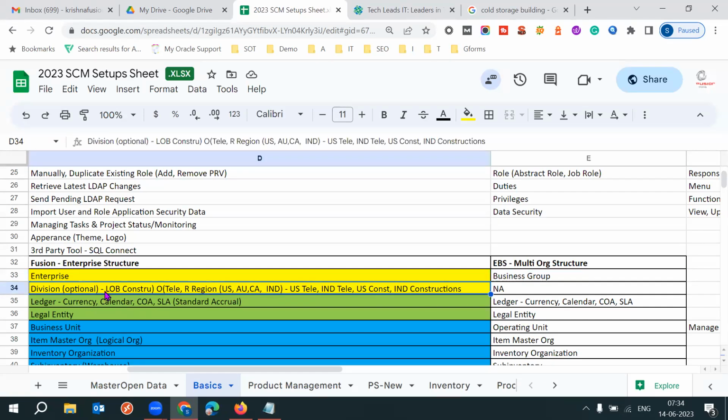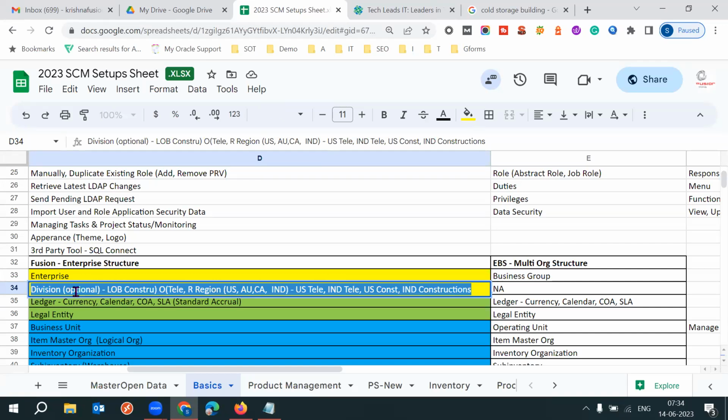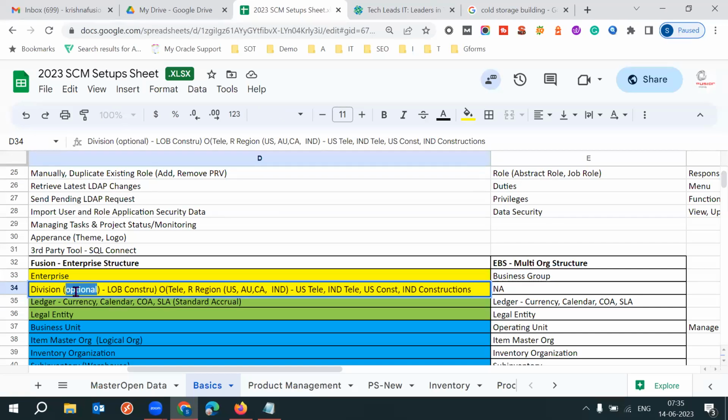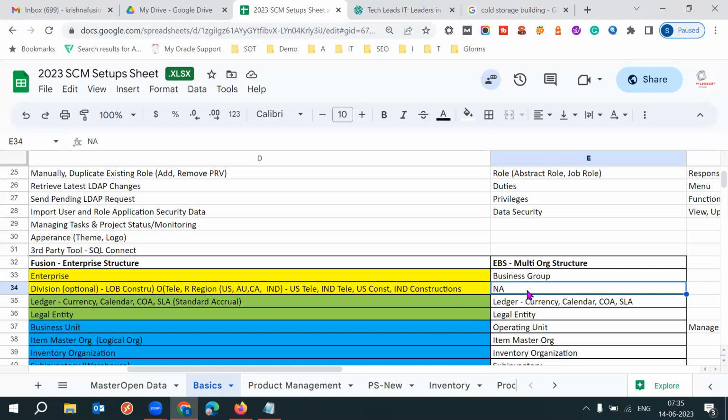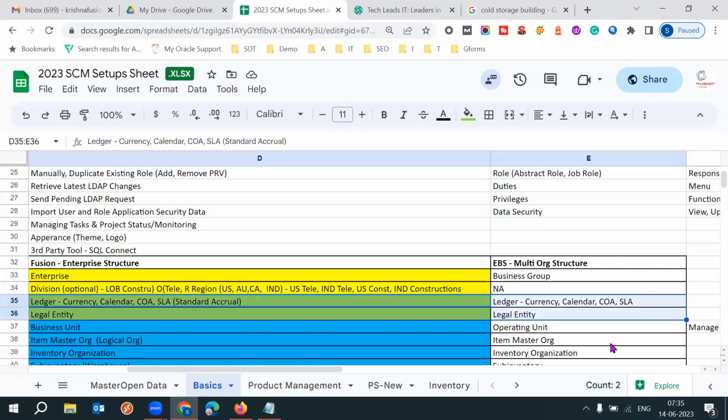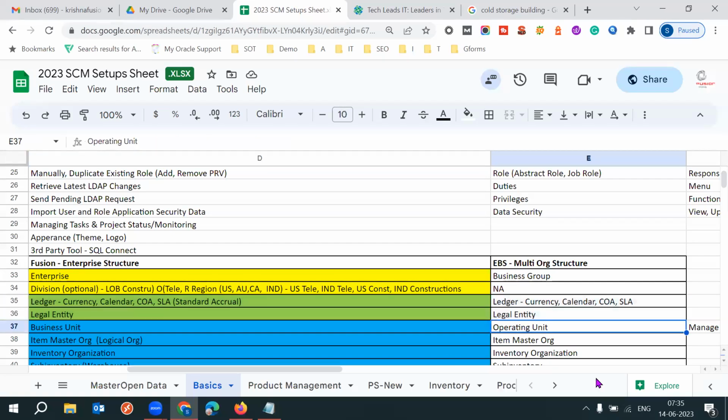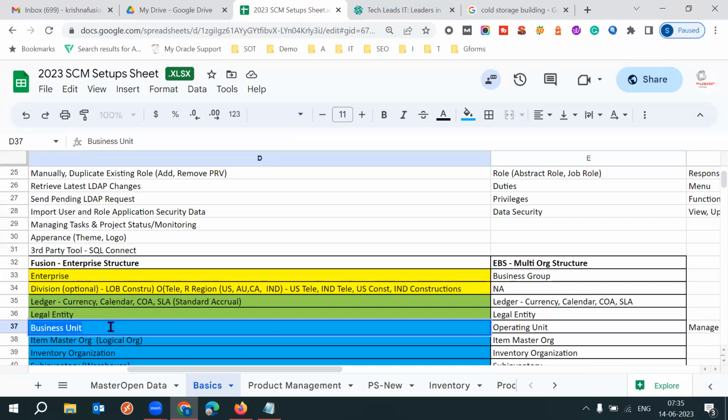And coming to the divisions. The company is into how many lines of business? Suppose you take Tata or Reliance, they're into multiple lines of business. We can create all those lines of business in the application. That is a division. There is no equivalent setup in EBS for this. Ledger and legal entity are the same when you compare Fusion with EBS. And here, the operating unit got replaced with the business unit.